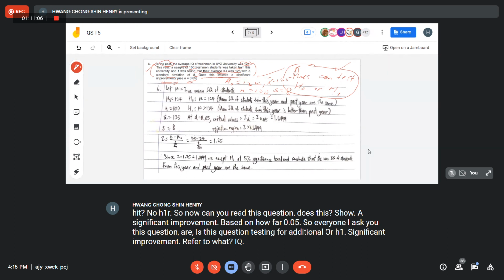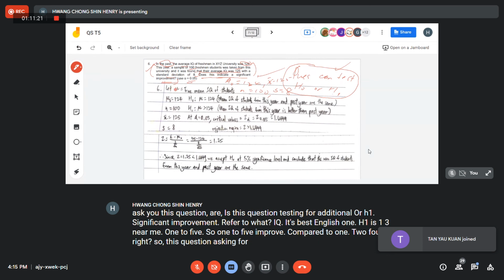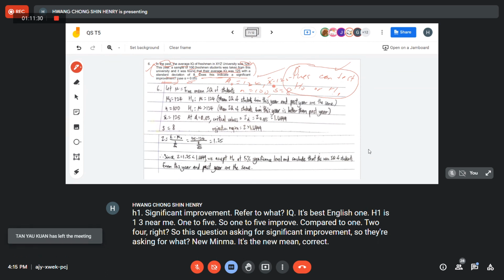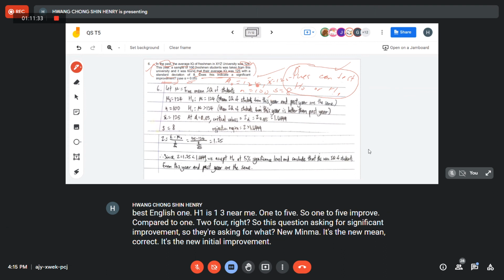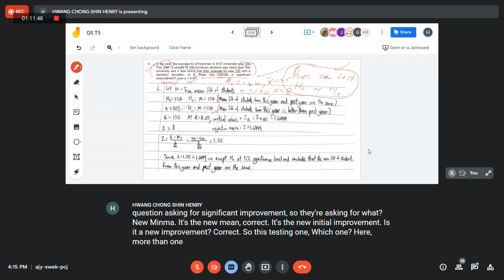Is it testing H0 or H1? H1 is what? Sorry, new mean 125 mA. Old mean 124. So 125 is improved compared to 124, right? So this question is asking for significant improvement. So what are they asking for? New mean mA. Is the new mean showing improvement or not? So that is testing what? Your H1. So how do you write your H1? Mu more than 124.